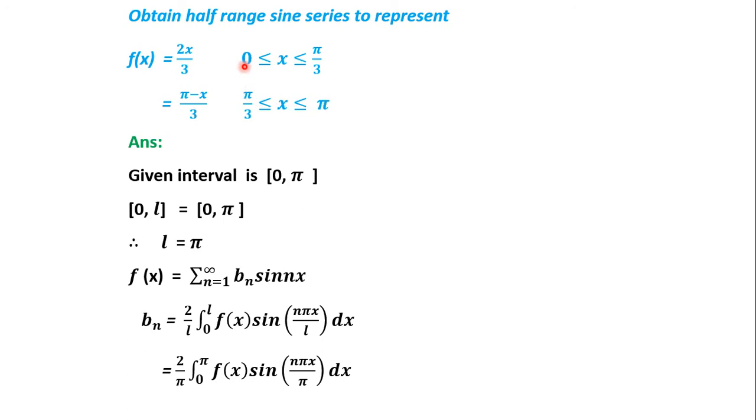The given interval is from 0 to pi. Our standard form is closed interval from 0 to L. We compare it with the given interval, closed interval from 0 to pi. Therefore L is equal to pi. f of x is equal to summation bn into sin nx, where bn is equal to 2 by l integral from 0 to l f of x into sin n pi x by l dx. So it is 2 by pi integral from 0 to pi f of x into sin n pi x by pi dx. Here we have substituted the value of l and f of x.